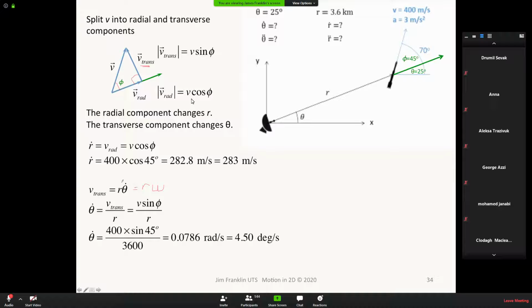Or if you like, R theta dot, same thing, because omega and theta dot are exactly the same thing. So we can calculate then the rate at which the angle is changing. It'll be the transverse speed divided by the radius. Plug it in, and we've got an answer. And that answer is in radians per second, but it's worth converting to degrees per second to make it easier to interpret.